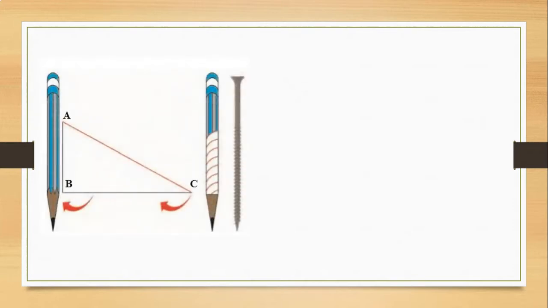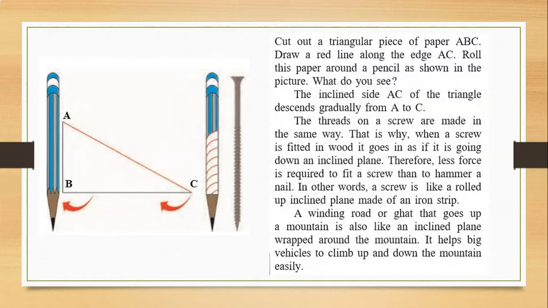Now let's see what this is. This is a really fun activity. You can try this out at home as well under the supervision of your parents. Cut out a triangular piece of paper ABC. You see this triangular piece of paper ABC. It has to be right angled on this side. So you can cut out this paper and draw a red line along the edge AC. You see this? Draw a red line. You can use any red colored pen.